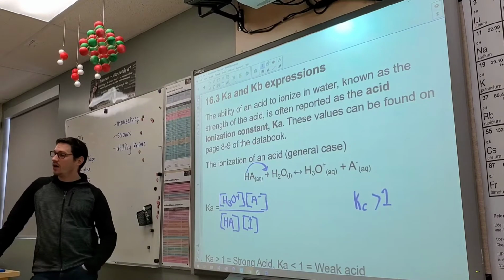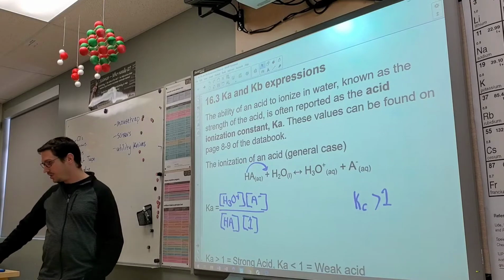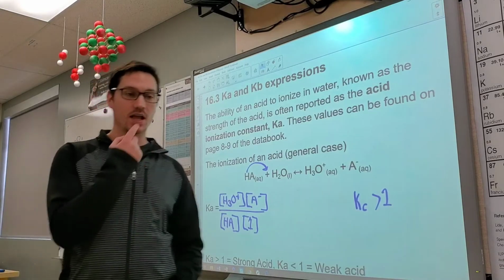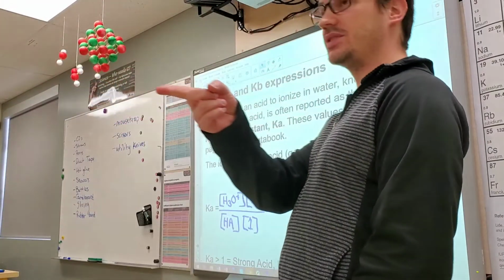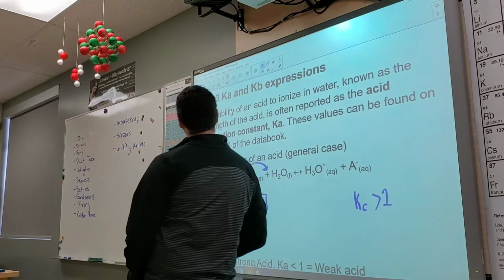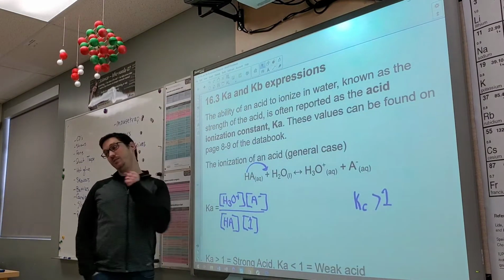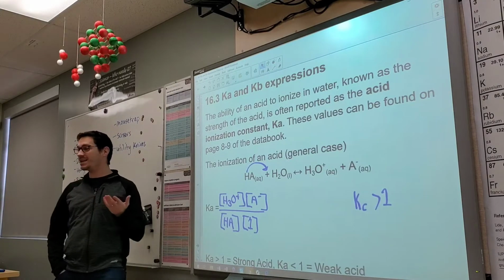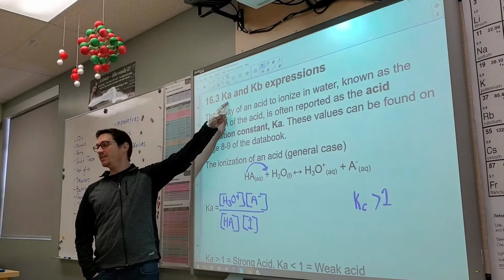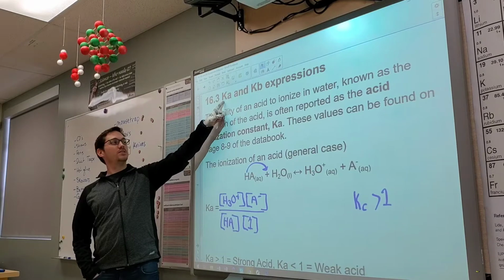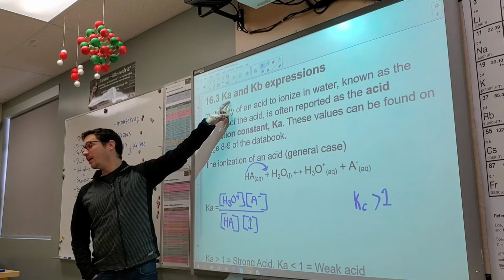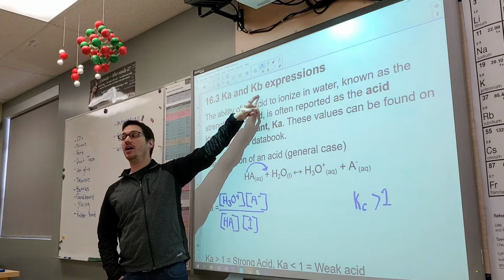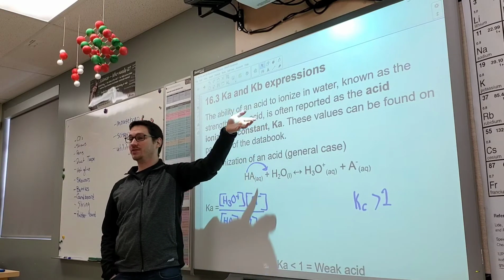So we're talking about our Ka and Kb expressions. Yeah, there are notes in the back, right? Sorry, we talked about Ka expressions. You don't know what a Kb is, but you can probably guess. A Ka is an equilibrium constant for an acid. Kb is an equilibrium constant for a base, right?